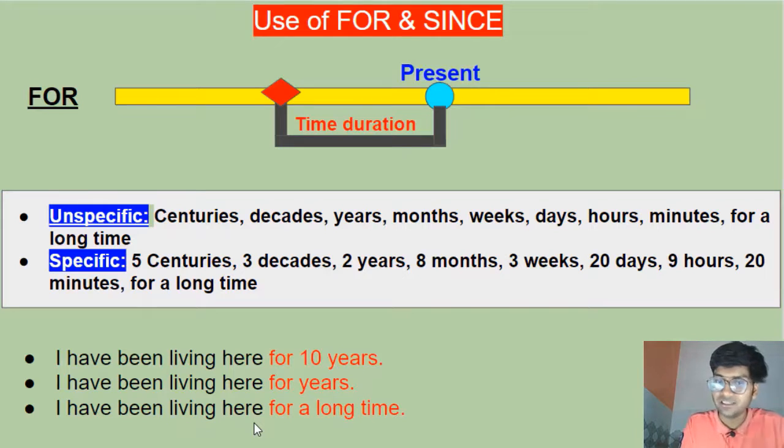Now, this is a very unspecific time duration. We don't know the exact time duration. I have been living here for a long time. It could be just days, it could be months, it could be years. We don't know, right? So that's how we use for.